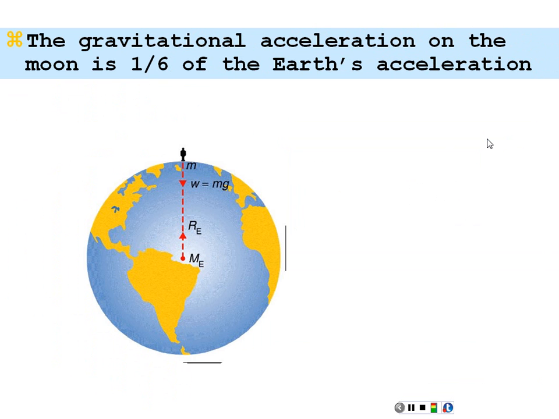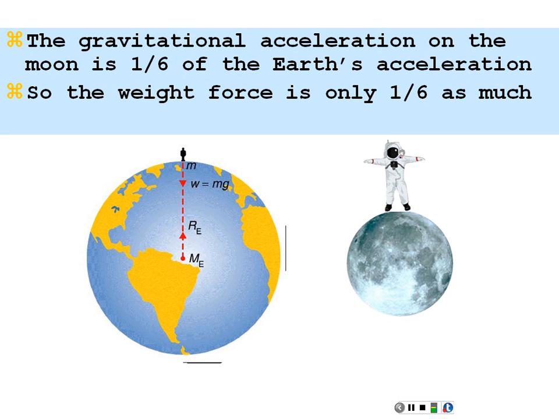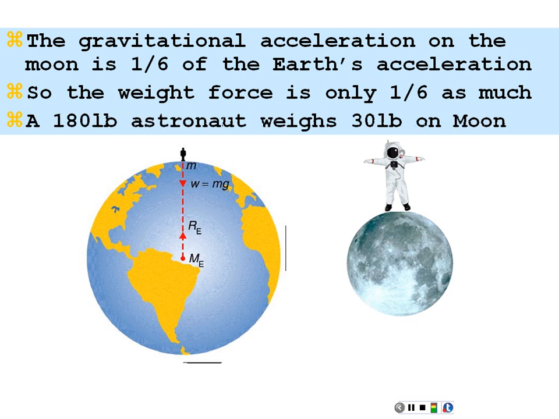The gravitational acceleration on the moon is 1/6 that of the Earth's acceleration. So if you went to the moon, you would only weigh 1/6 as much, because the acceleration is 1/6. You still have the same mass, but only 1/6 of the weight. So if you were a 180-pound astronaut on the Earth and you travel to the moon, you will only weigh 30 pounds on the moon.